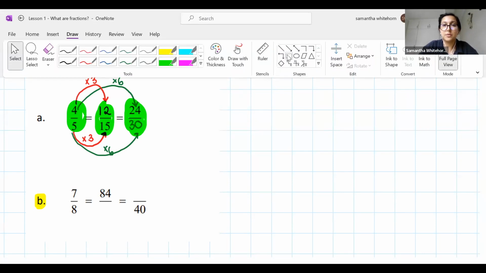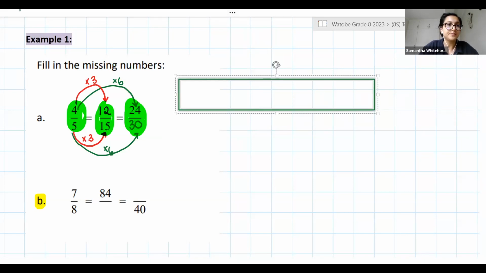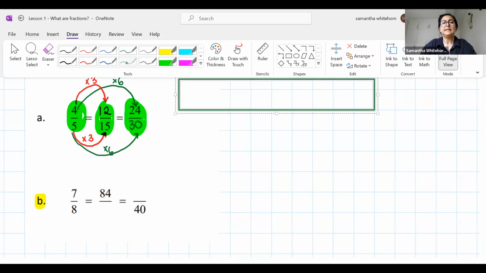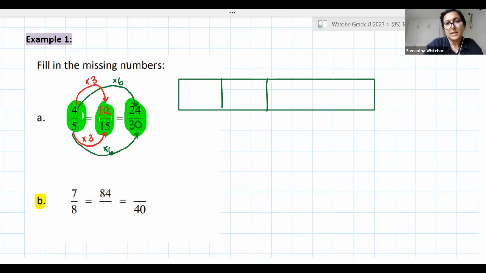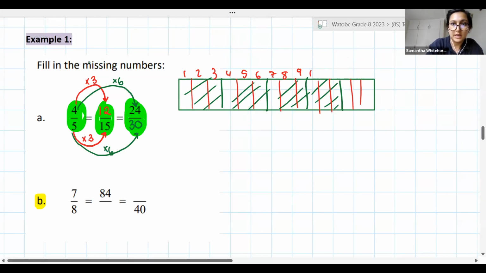I could attempt to draw a picture. It's just going to be very tedious. But basically, if we make some attempt here. So 4 out of 5, if I split my rectangle into 5 parts, there we go. We're talking about 4 parts out of the 5. If I then go 12 to 15, I would have to split each of these blocks into 3 to get my 15 blocks. But look, I've got 1, 2, 3, 4, 5, 6, 7, 8, 9, 10, 11, 12 parts shaded, hence 12 over 15.